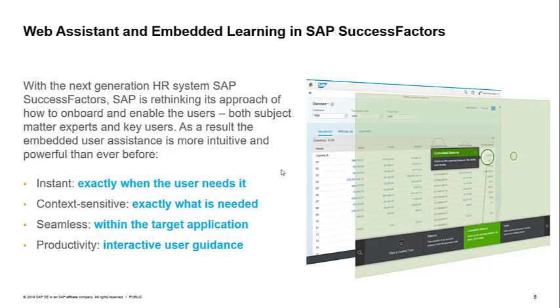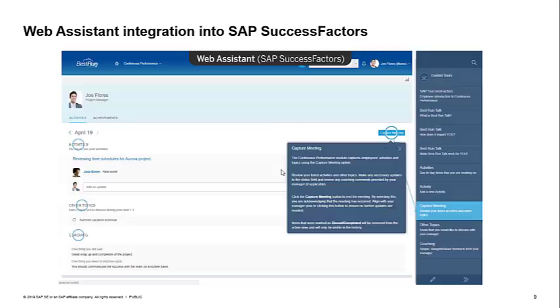The characteristics of this onboarding content is that it is very much instant. So when the user needs it, we can push it where they need it. And also it is context sensitive, so the content is very much relevant to that screen. Within the target application, the content is not coming from outside. It is embedded inside of a business application, which is SuccessFactors. And those contents are not static contents. It is interactive user enablement content, which includes documents and video and some HTML5 simulation as well.